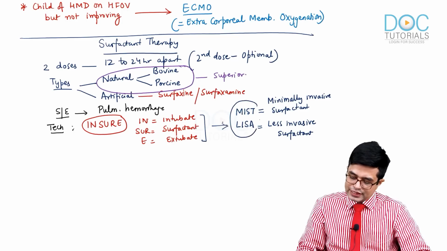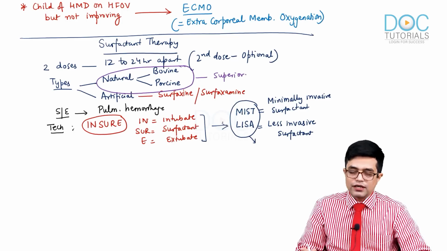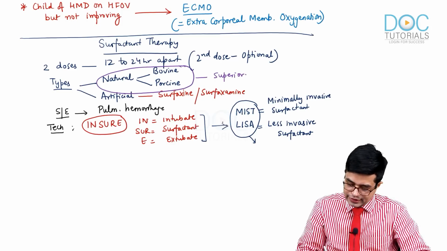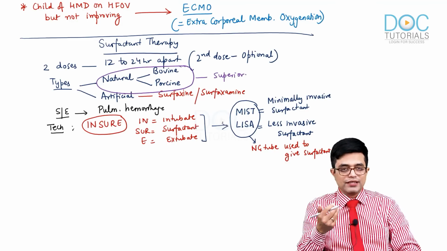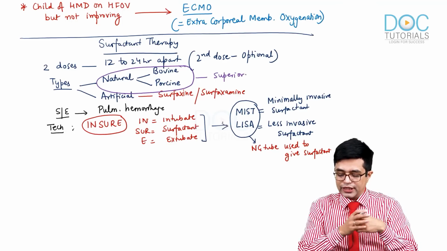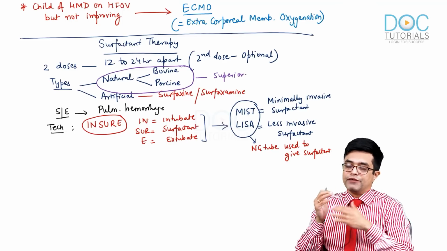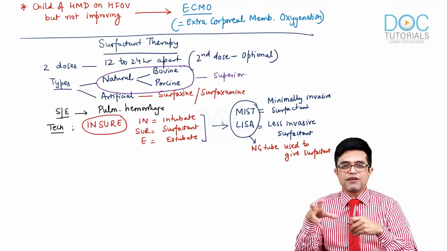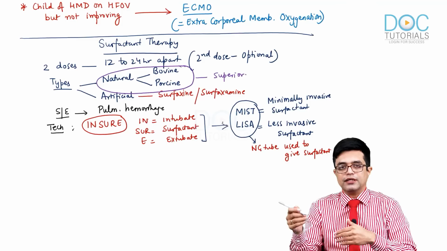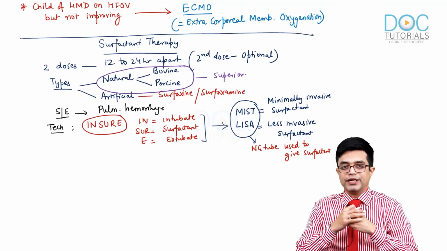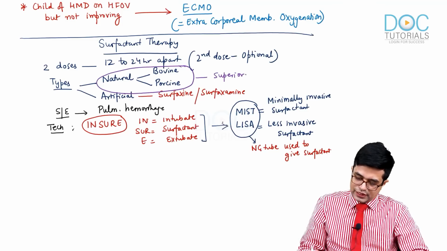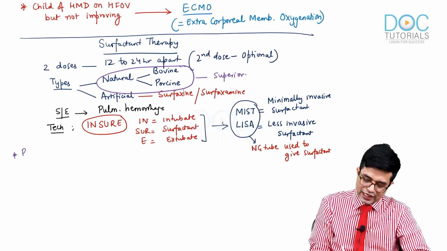Among them, the difference is that MIST and LISA are not dependent upon endotracheal intubation. Here, a small nasogastric tube is used to give surfactant. And so, even if the doctor is not competent, or is not confident of intubating, you can still do it by MIST or LISA. Wherever possible, if the question says which is the preferred technique these days, the answer is MIST or LISA. But if the question says what is the gold standard, it is the INSURE technique, which is still used in many medical colleges. And then 2 terms related to surfactant are asked. What is prophylactic surfactant?